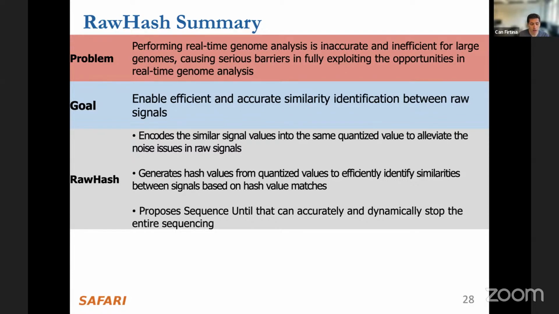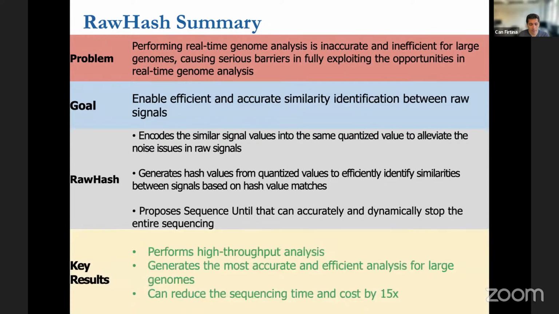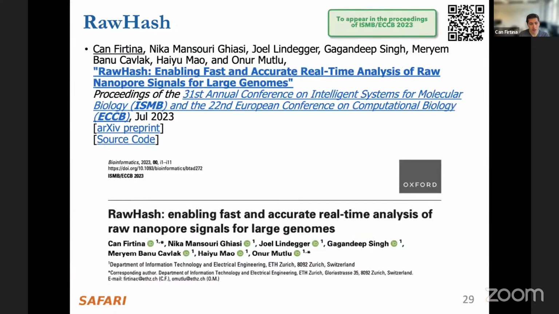In the RawHash work, we also propose a technique called sequence until that can accurately and dynamically stop the entire sequencing. RawHash performs high throughput analysis. It generates the most accurate and efficient analysis for large genomes, and it can reduce the sequencing time and cost by 15x. So RawHash is accepted to appear in the proceedings of ISMB ECCB this year.